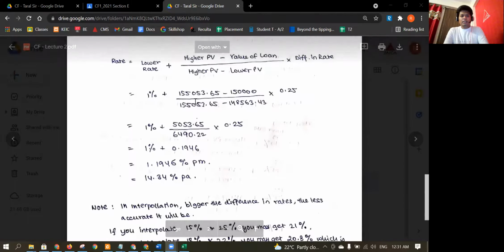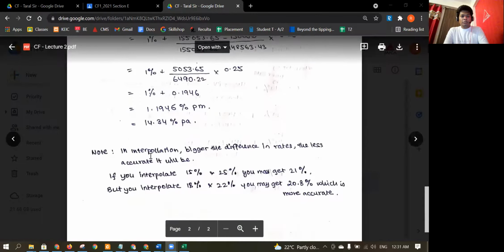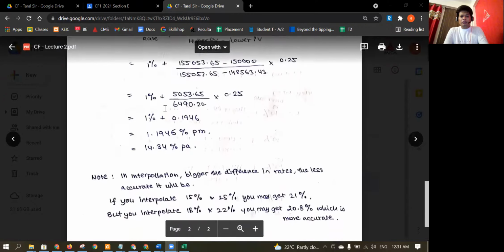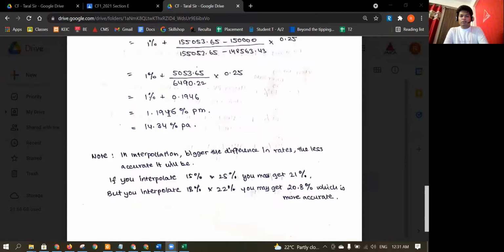1% plus this 14%. So by using the interpolation method, I got this rate as 1.1946% per month. If you take 1.1946 and multiply it by 12, you'll get 14.34%. Okay.